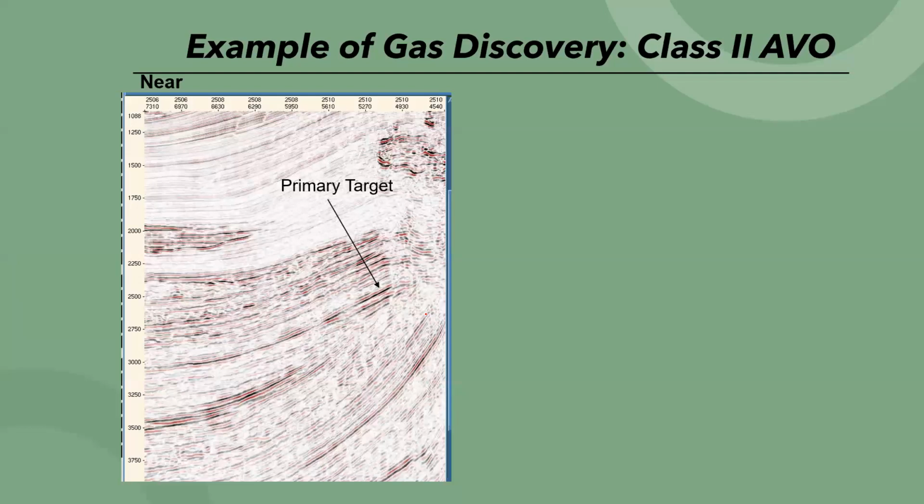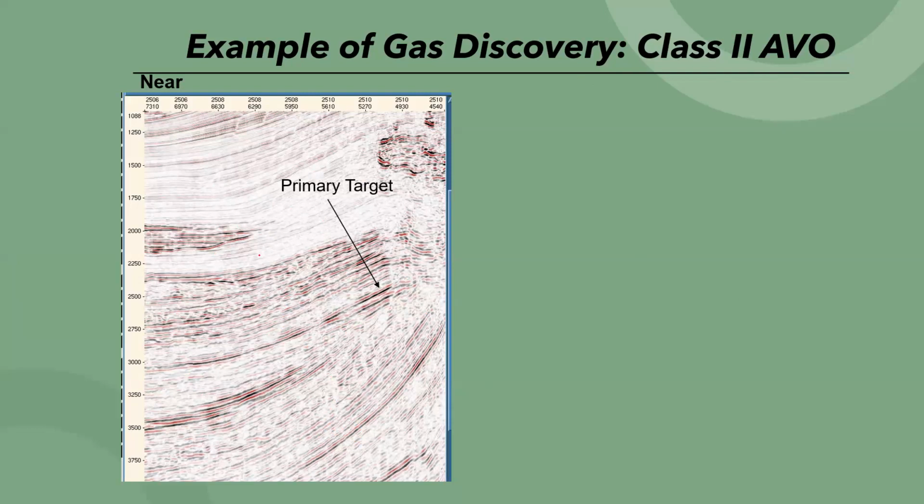This is a good example, and it's actually a class 2 AVO. We will also learn in the course about the classes, how many classes we have. This is one of the classes, class 2 AVO. Over here you can see there is a lot. This is a seismic section from one of the fields in the Malaysian region.